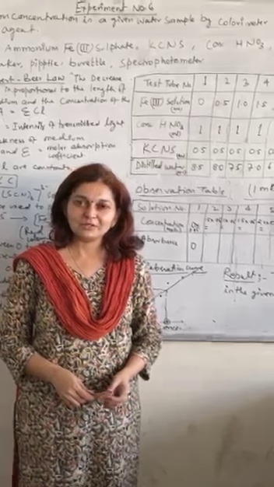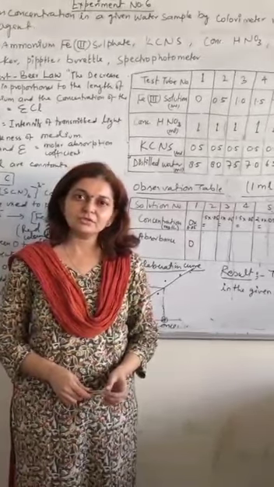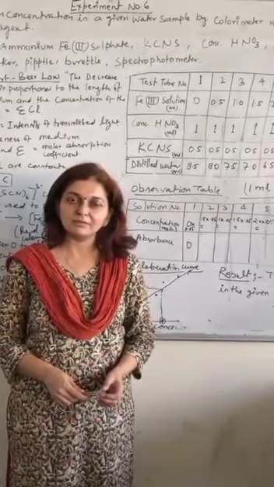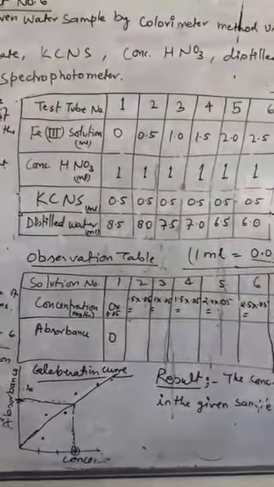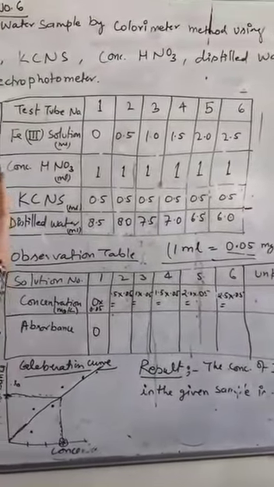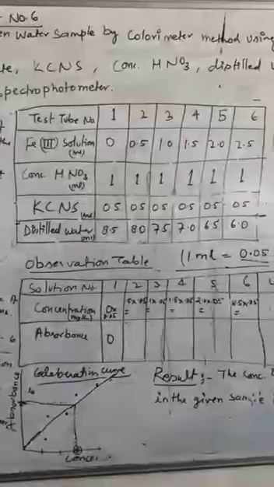Welcome students. Today we are going to discuss the procedure and demo of the colorimetric experiment. For this, first of all, in the procedure part, we have to prepare 6 test tubes.